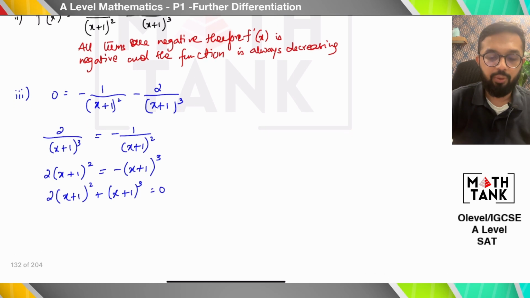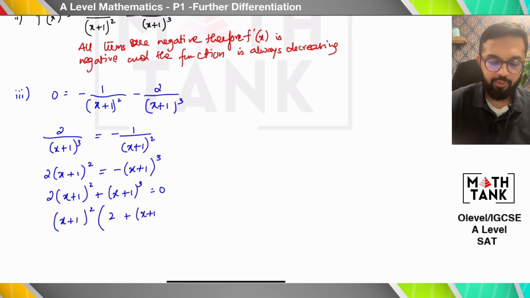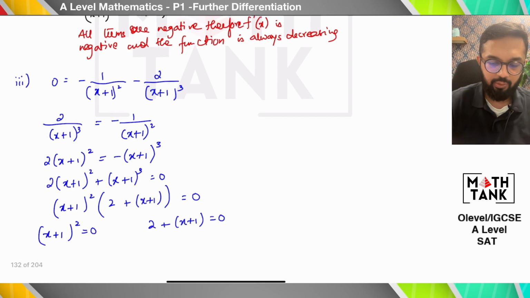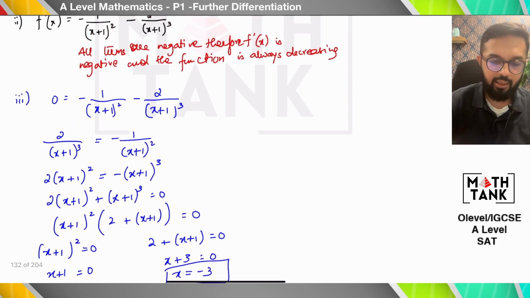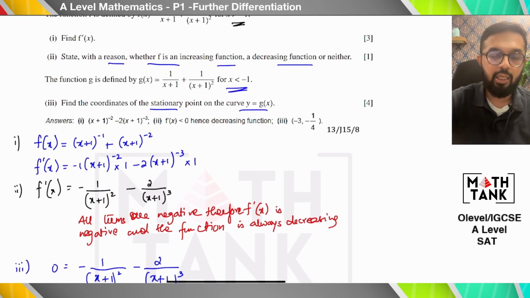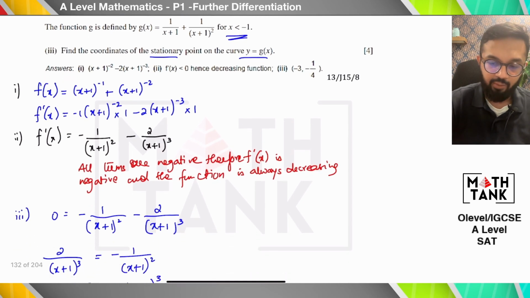So I'm going to take (x plus 1) whole squared common. So I'm left with 2 plus x plus 1. So either this equals 0 or that equals 0. That becomes x plus 3 equals 0, x equals minus 3. From here I get x plus 1 equals 0, x equals minus 1. I'm going to take only minus 3, because it says x is less than minus 1.